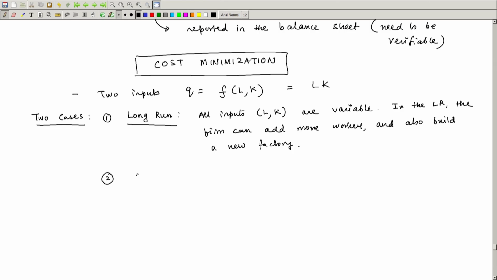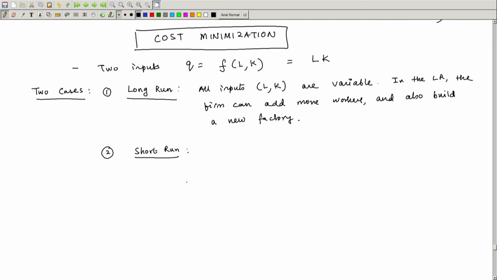The other case, so we will begin with the short run, but for completeness, let's also define and specify what short run is. In the short run, one of the inputs is going to be fixed. So only some input is variable. So typically, in the labor capital case, in the two input case, it is reasonable to expect that capital is the input which is going to be fixed.